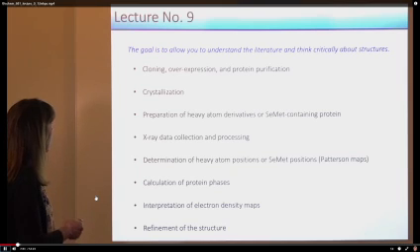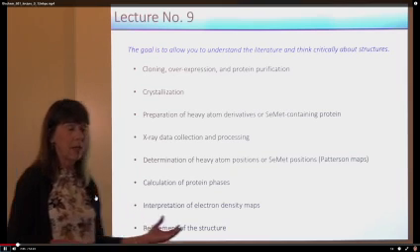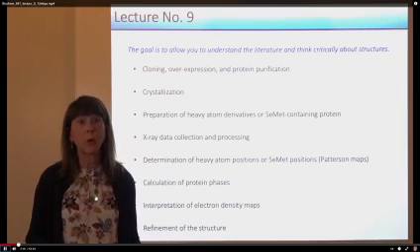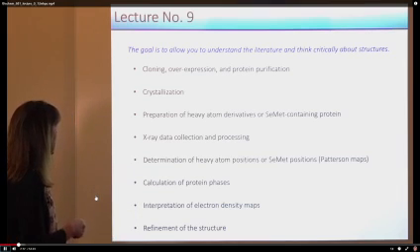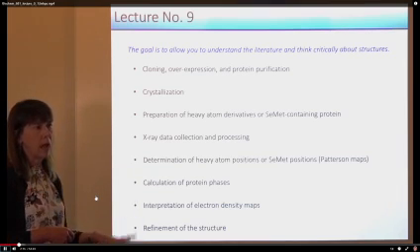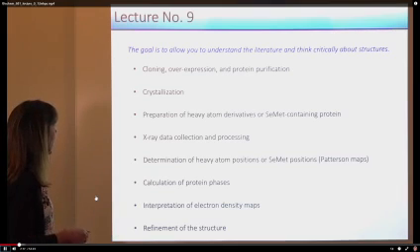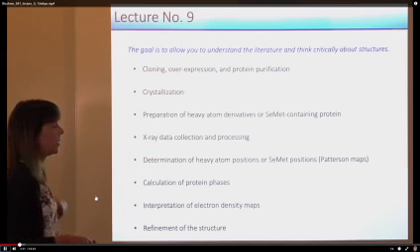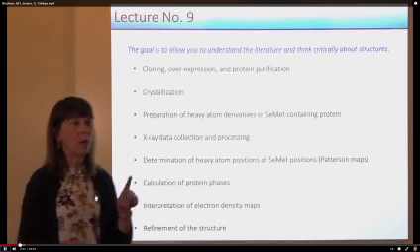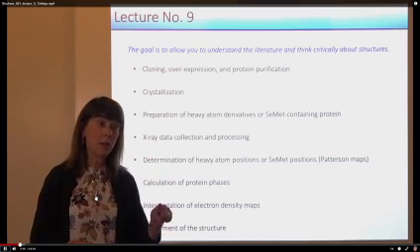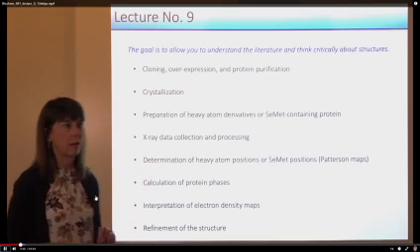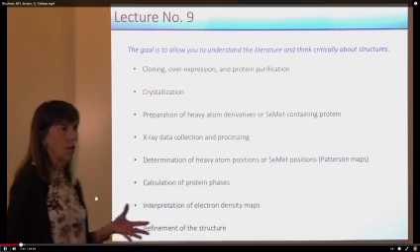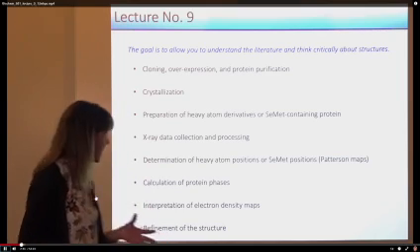So we're going to talk about the cloning, overexpression, and protein purification. And that's actually one of the most important parts, because if you get purified protein, chances are you're going to get better crystals. Crystallization, very briefly, I'll tell you how we get the crystals. Then we're going to talk about preparation of heavy atom derivatives. Now that's something that's not done anymore. They use selenomethionine-containing protein. But the reason why I bring it up is because when I tell you what can go wrong in an X-ray analysis, they were using heavy atom derivatives. And basically, when you see that, they're trying to get phase information. That's what they're trying to do.